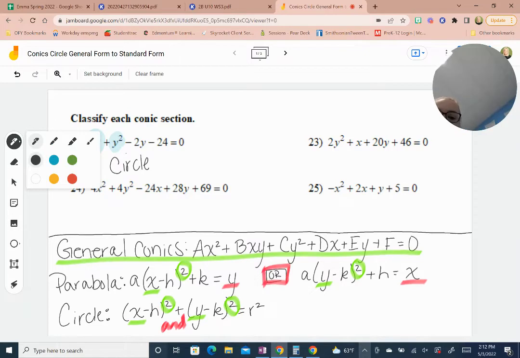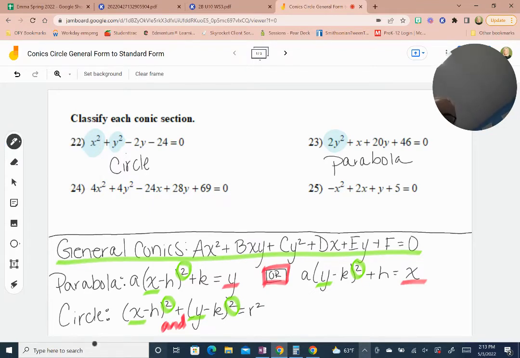Let's take a look over here. I have a 2y squared right here. I do not have an x squared anywhere, so I know that's going to be a parabola. If we take a look at the next one below, I see that this one has a 4x squared and a 4y squared. That's going to be a circle. And for the last one, I only see an x squared right here. There's no y squared, so that's going to be a parabola.